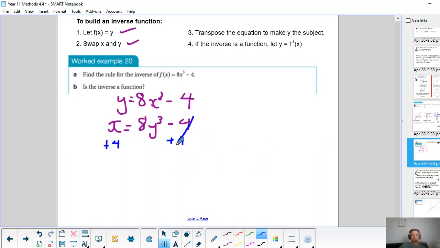So we're going to cross that 4 out. There's going to be a plus 4 over here. So on this side, we're going to have x plus 4. And on the other side, we've got 8 lots of y cubed. I've got 2 more steps to go because you can see there are 2 other things being done to y. The next thing we've got to get rid of is the 8. We don't want that 8 there. We're going to move the 8 to the other side. So our working backwards step is to divide both sides by 8.